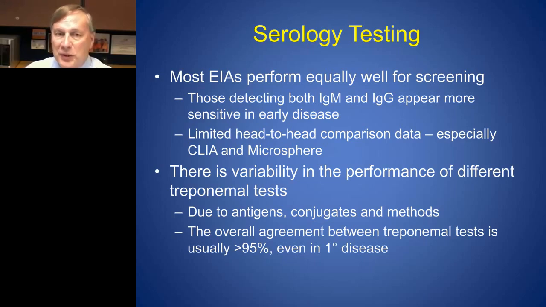However, even with that variability, the overall agreement between the treponemal tests was usually greater than 95%, even in primary disease. Now, that's not the complete picture, and we're going to talk about that again in a few minutes when we talk about algorithms, something that we frequently miss. Even though they perform fairly well and fairly equally, there are some differences that we'll talk about.